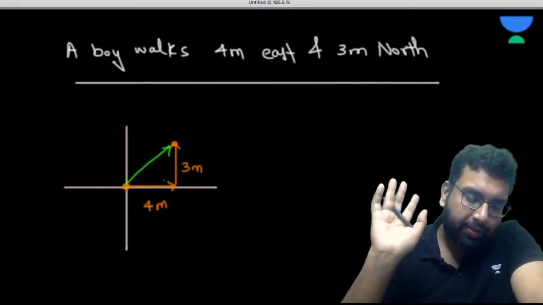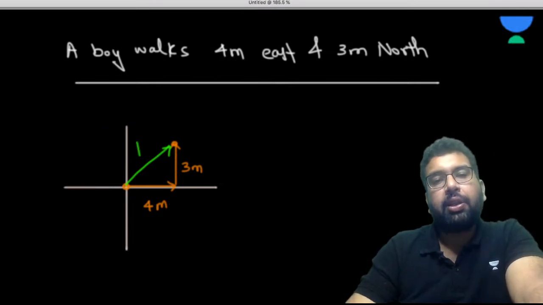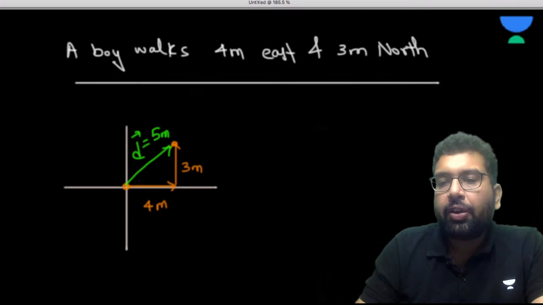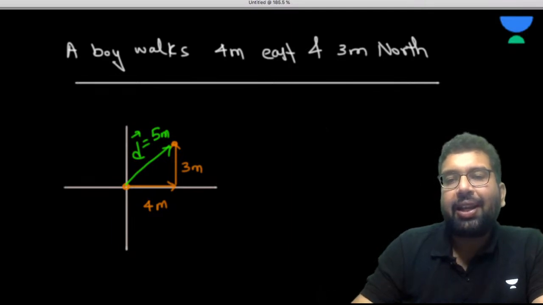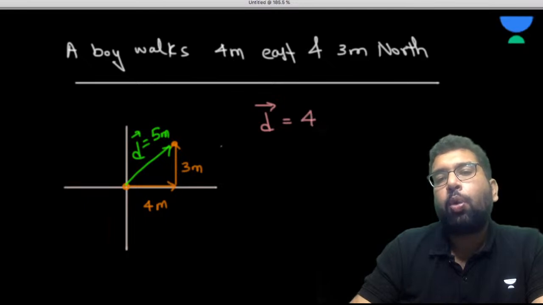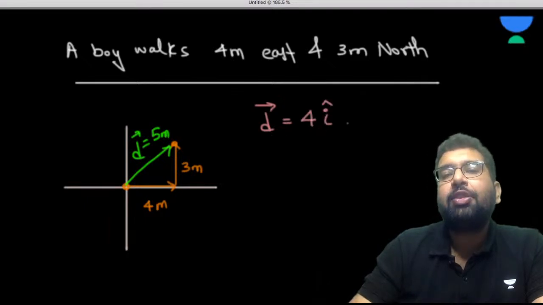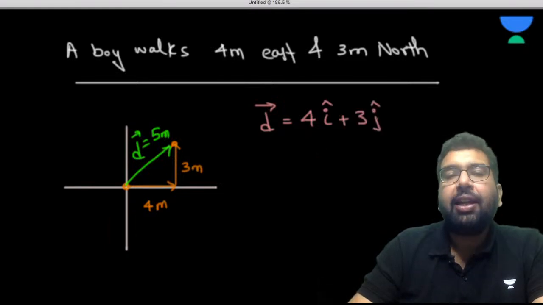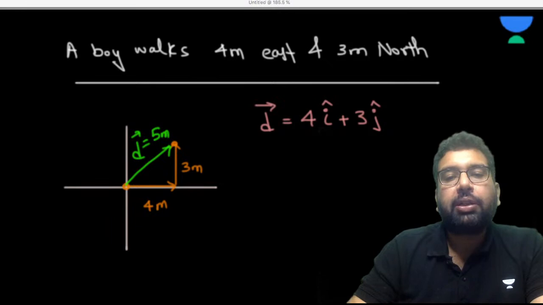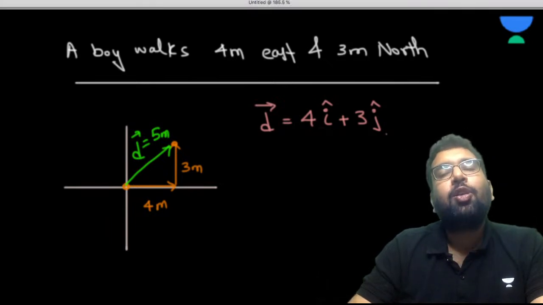This is going to be the displacement, you would say, sir, that is 5 meter, isn't it? Now please understand this. If you are representing this vector in Cartesian, how are you going to write it? Let's suppose the d vector. 4 meter east, so the boy moves 4 meter in east direction, so 4 i cap. Then he moved 3 meter north, that means 3 j cap. If he had moved 3 meter south, you would have written minus 3 j cap.